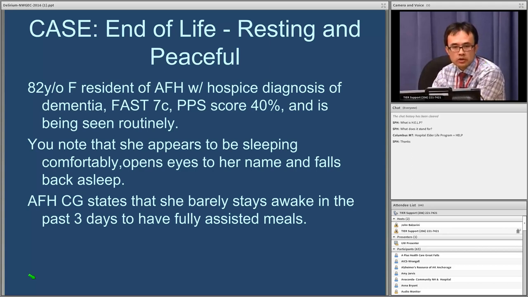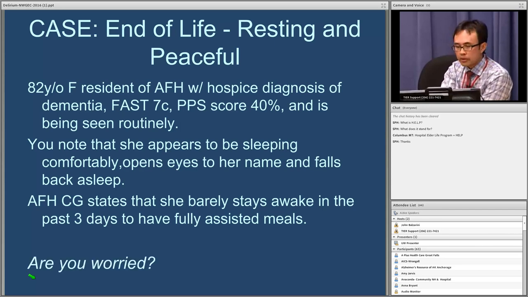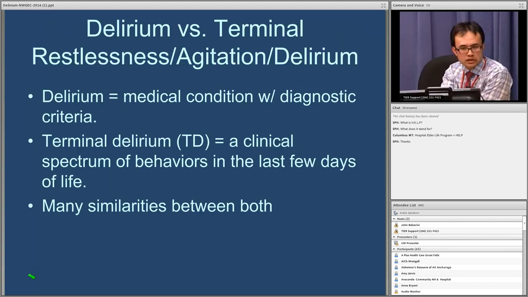The adult family home owner caregiver states that she has barely stayed awake for the past 3 days and she's now having to have fully assisted meals, where before she was able to kind of feed herself with finger foods. So are you worried in this case? Right? Because this is very similar to many of the things that we talked about. This is an abrupt change and maybe she's delirious.